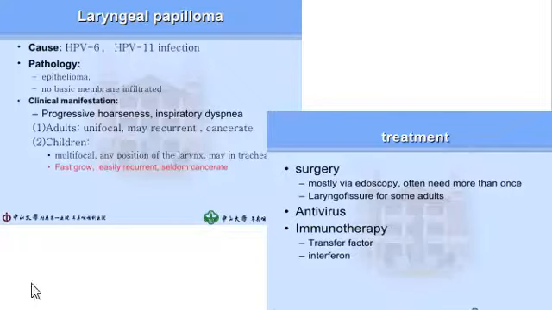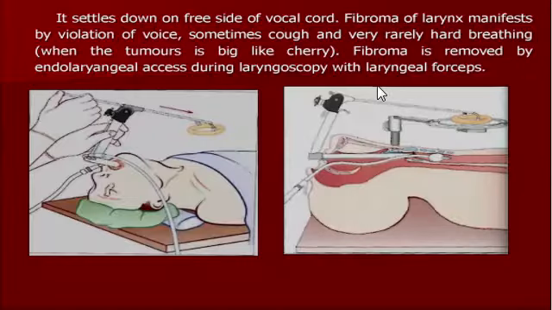The treatment of the papilloma: sometimes we need to do just the surgery, mostly endoscopically. Antiviral therapy and immunotherapies also have positive effects. During the surgery, it settles down on three sides of the vocal cord. The fibroma of the larynx manifests by a violation of voice, sometimes cough, and very rarely hard breathing. Fibroma is removed during laryngoscopy with laryngeal forceps.